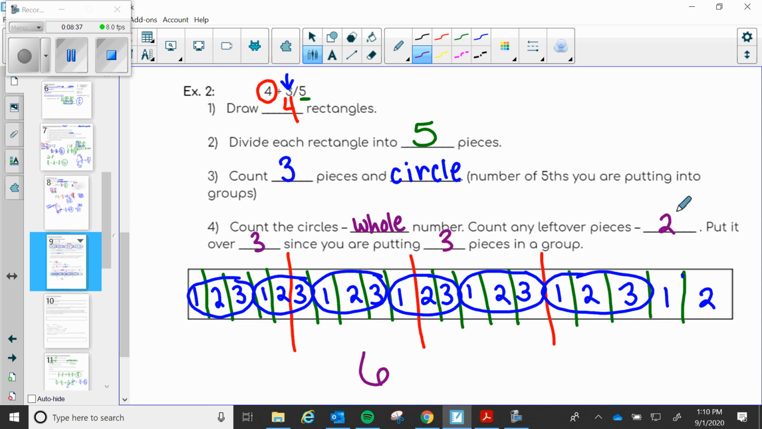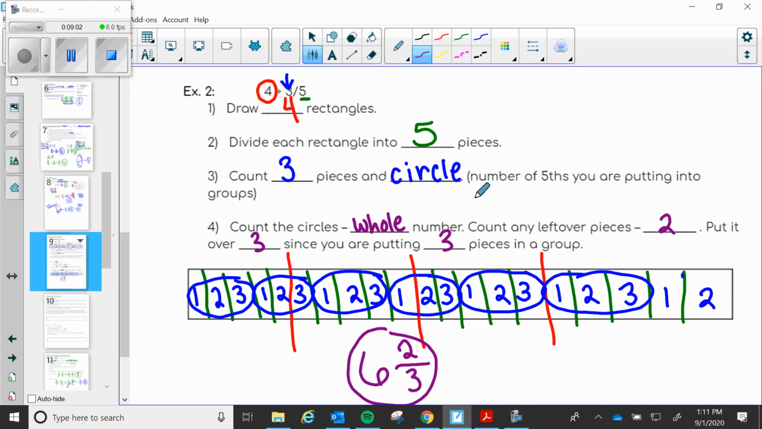I'm going to count any leftover pieces. 1, 2. That becomes my numerator. And my denominator is 3 because that's how many pieces I'm putting into each group. So this becomes my final answer for this problem up here, 4 divided by 3/5. This is now my answer.